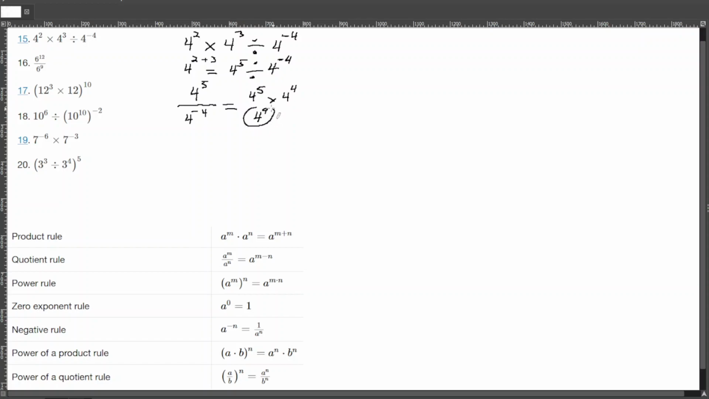And that's all they want. That's a single base, a base of 4, there's no extra stuff. It's a single base. So that's how we go about these ones.